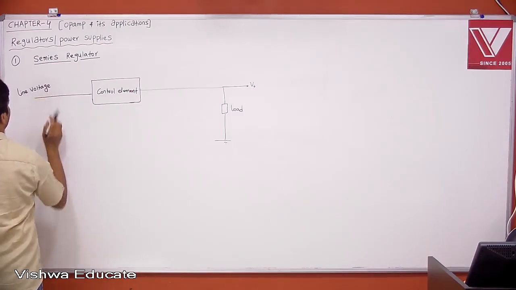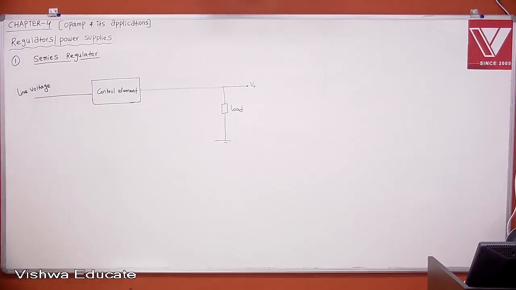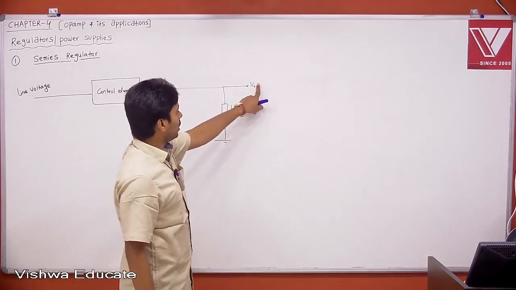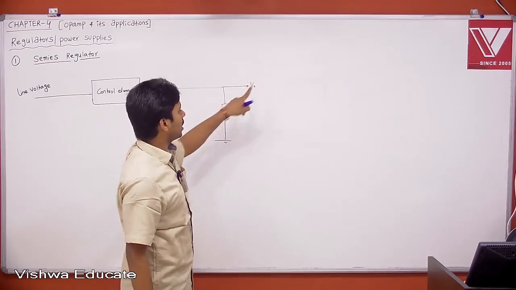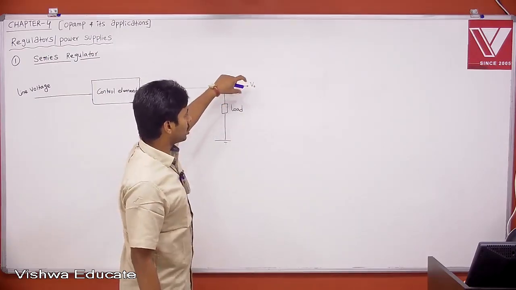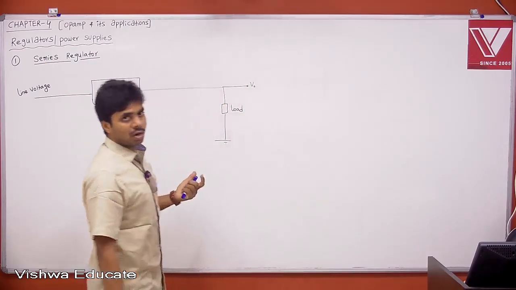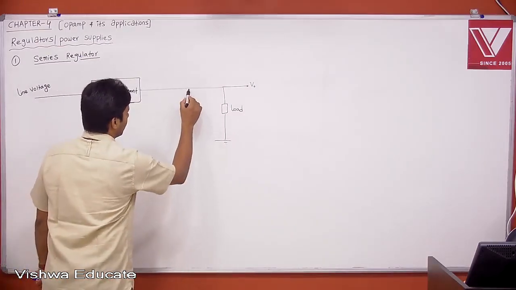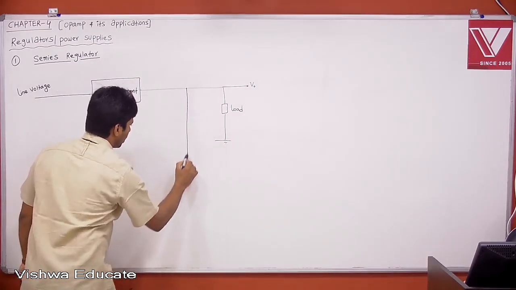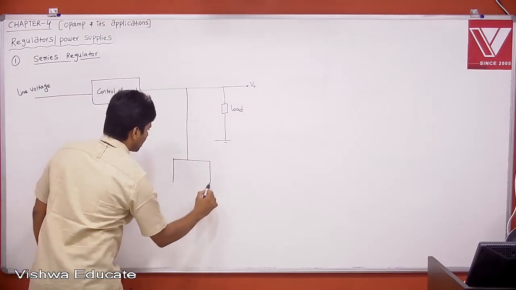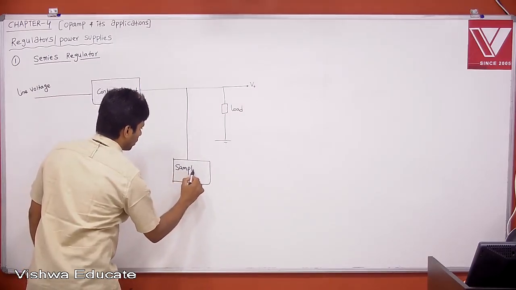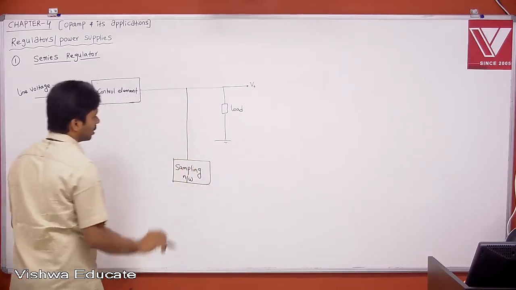Okay. We want feedback. Remember, if you want to control anything, I want to control your V0. Due to any reason, if V0 is trying to change, the negative feedback will come into the picture and try to make V0 constant. Therefore, negative feedback means we need to sample the output voltage. So we are going to sample the output voltage. People call this the sampling network, or beta network.